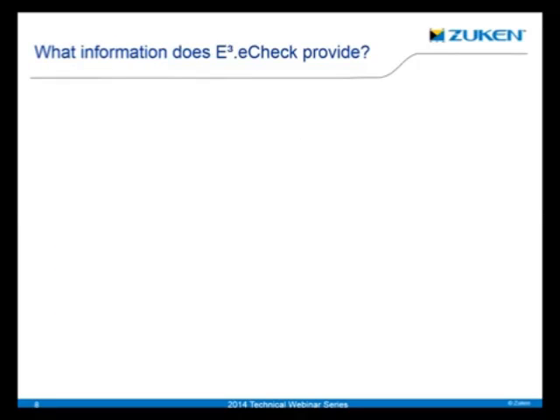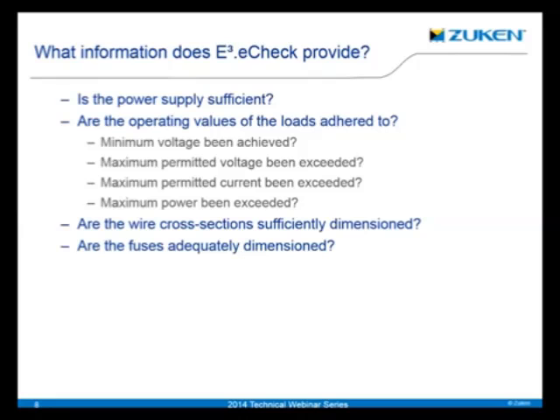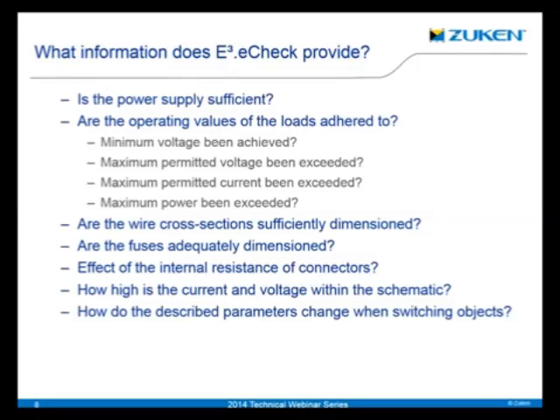E3.eCheck gives the design engineer current information about the following topics. How much power do we need? Is the power supply sufficient? Are the operating values adhered to: minimum voltage, maximum permitted voltage, maximum permitted current, and maximum permitted power? Are the cross-sections sufficiently dimensioned? Are the fuses adequately dimensioned? What effect does the internal resistance of connectors have? What is the maximum voltage and current in the schematic? And what is the effect of changing the status or the position of switches?